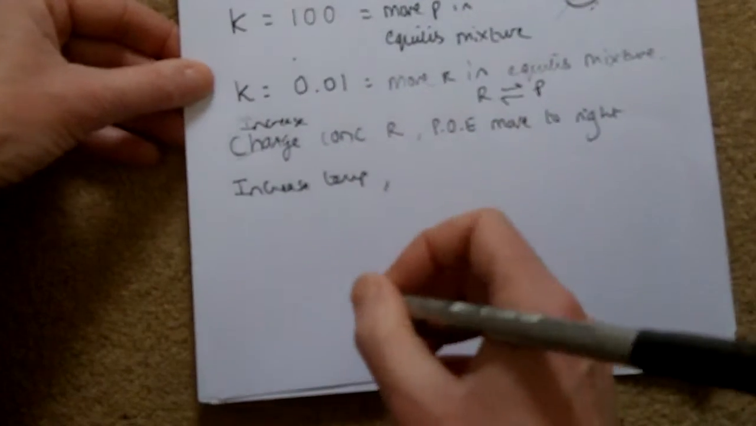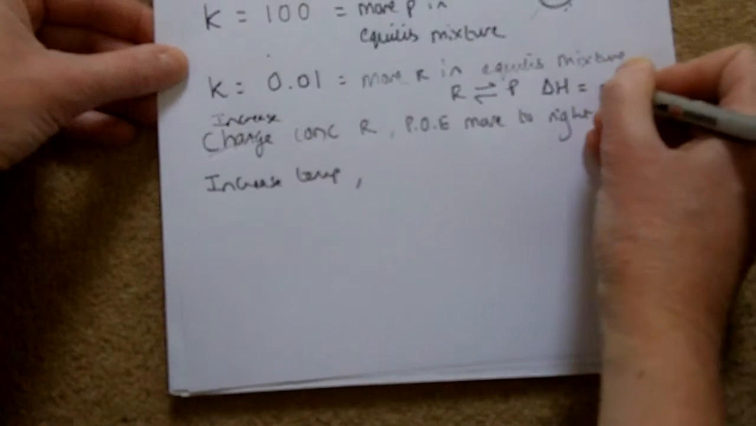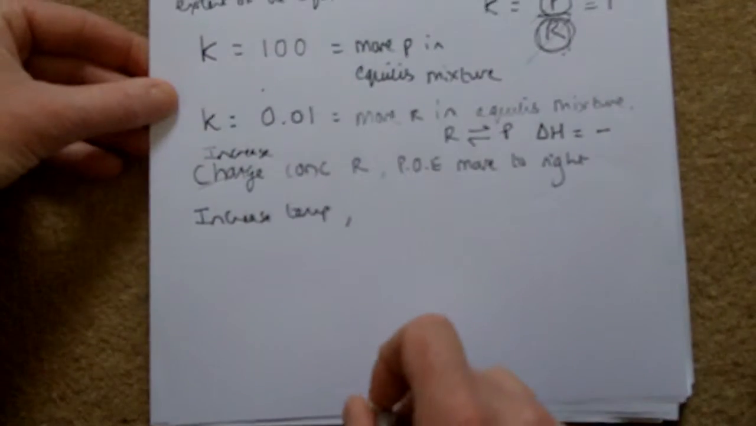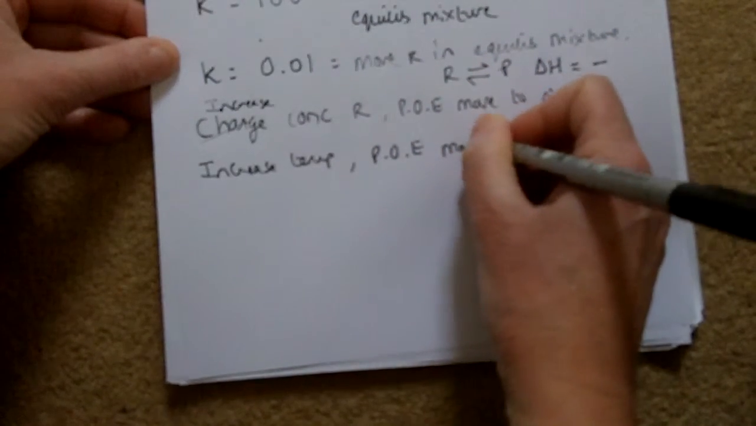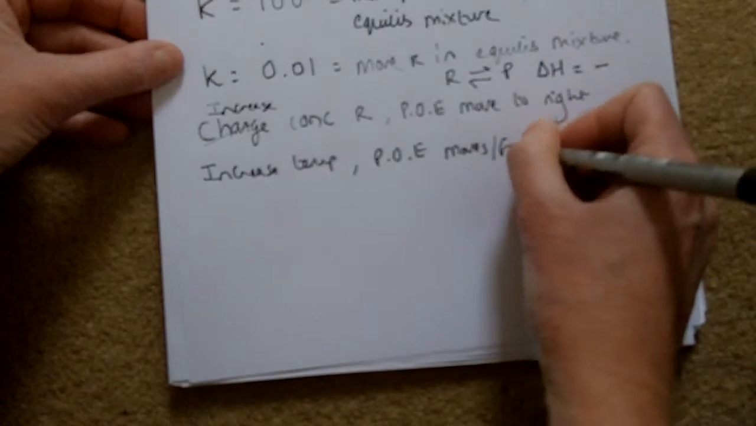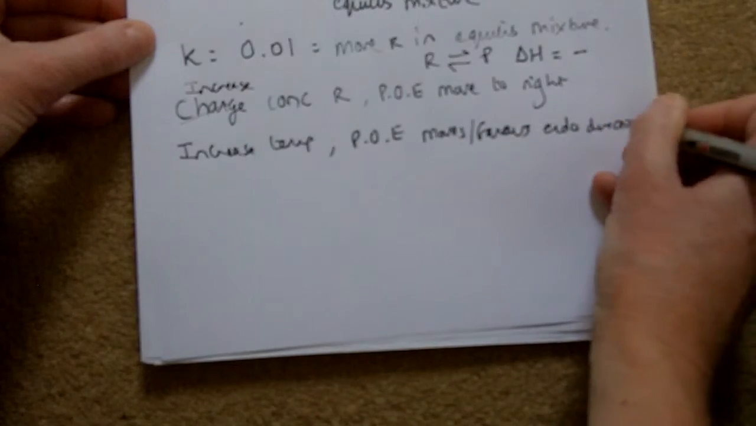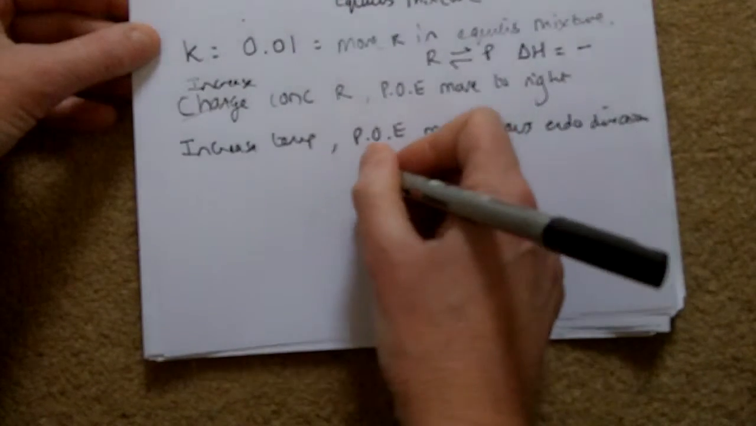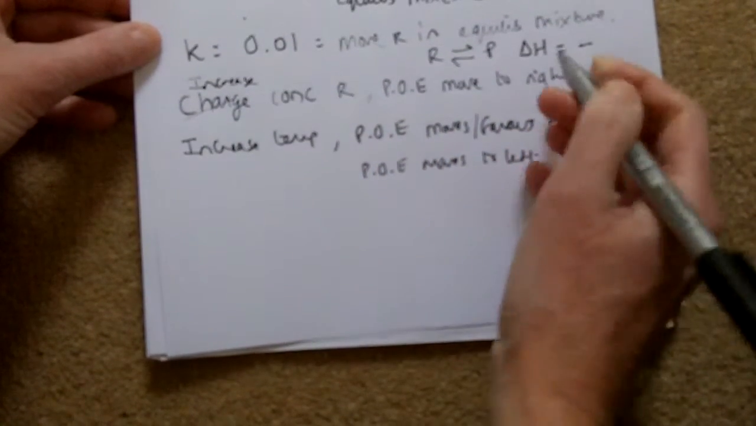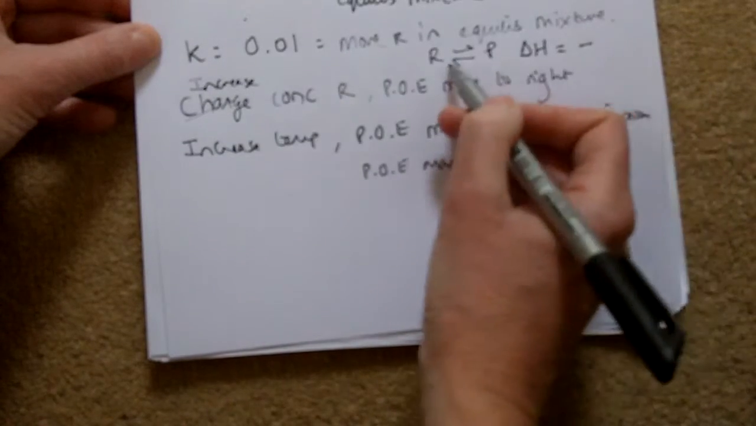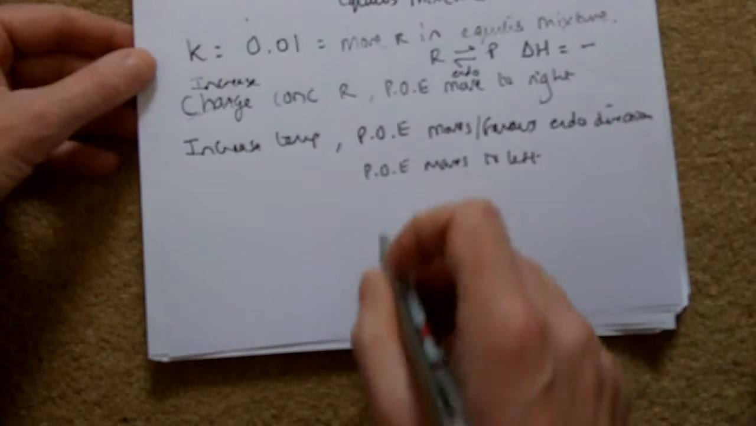If we increase the temperature, then you've got to take account of whether it's endothermic or exothermic. If the forward direction is exothermic and you increase the temperature, the position of equilibrium favors the endothermic direction. So the position of equilibrium will move to the left in this case, because the forward is exo, so the reverse is endo.